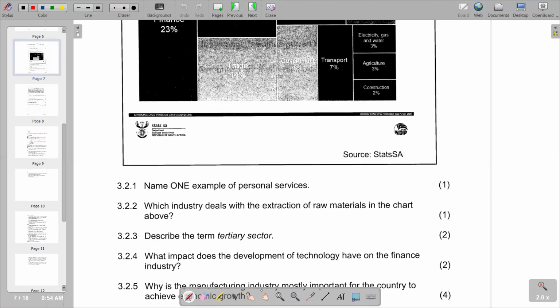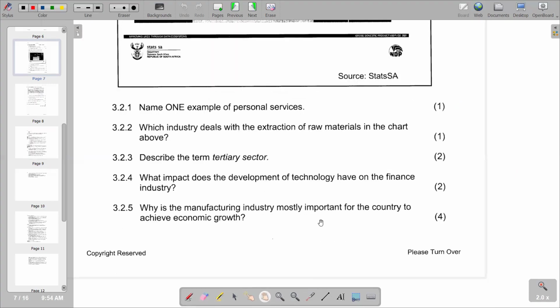Then moving on to the next one. Why is the manufacturing industry mostly important for the country to achieve economic growth? So the manufacturing industry is the one that produces the goods. And economic growth is the increase in the market value of those goods that we have in the country. So basically, it's very important because it's the one that determines economic growth. If the manufacturing industry increases its economic activities, we are going to see that there will be economic growth. But if there's a reduction in the activities in the manufacturing industry, we are not going to see economic growth being there. So basically, this is what we have.